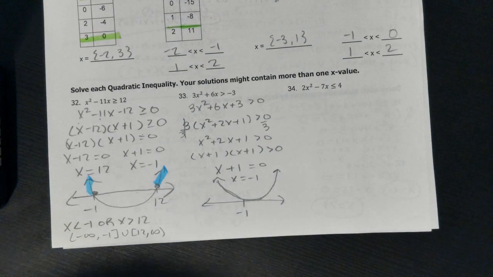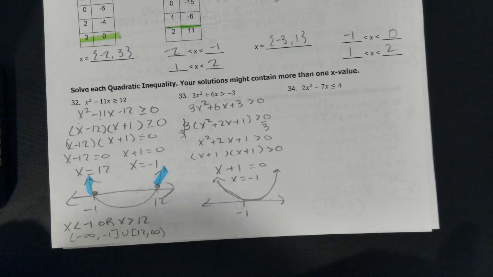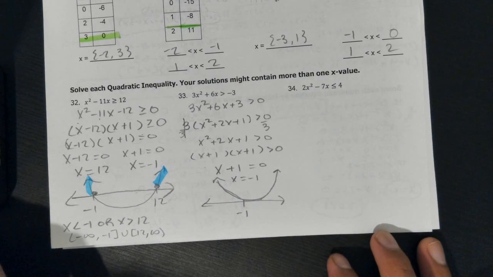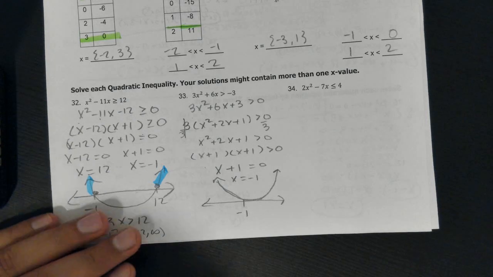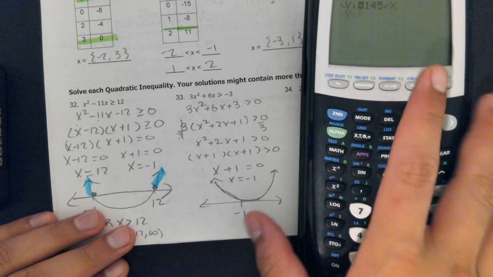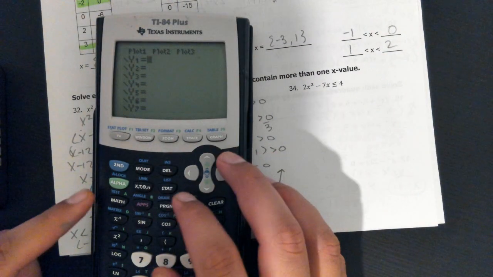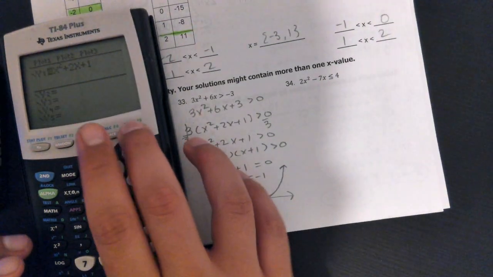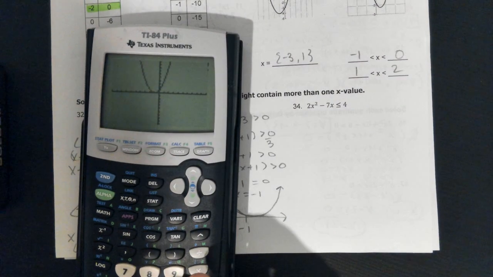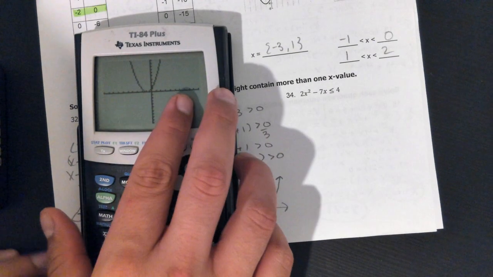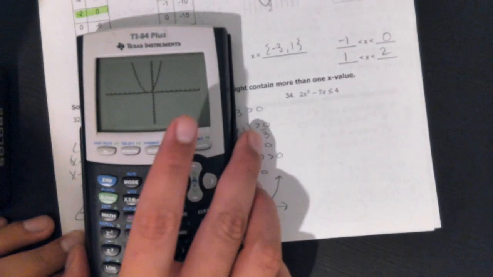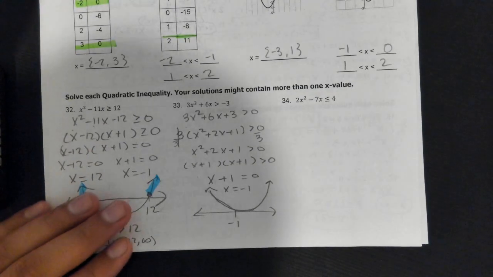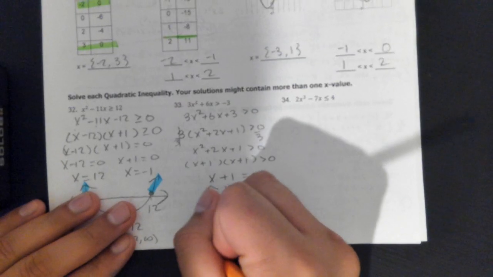Alright, so when is everything greater than 0? This parabola is always going to be greater than 0. If you were to put this on a graph, let's graph this: x squared plus 2x plus 1. This is always going to be above y equals 0, so this would be all real numbers, or it's always going to be true.